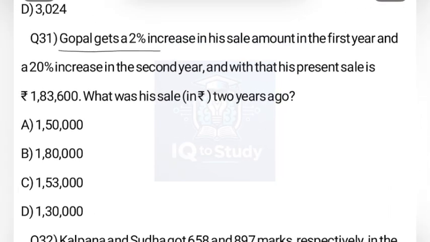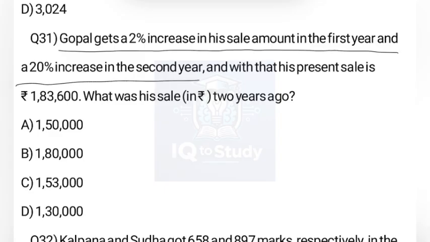Gopal gets a 2% increase in his sale amount in the first year and 20% increase in the second year. And with that, his present sale is 1,83,600. What was his sale 2 years ago?